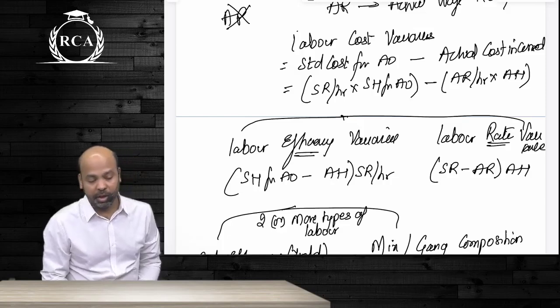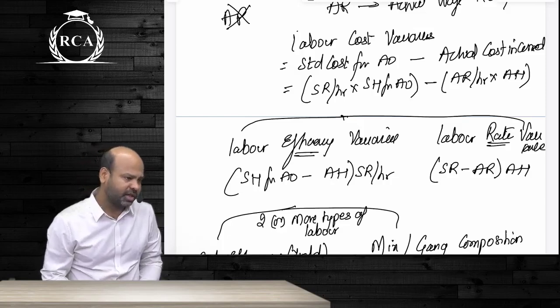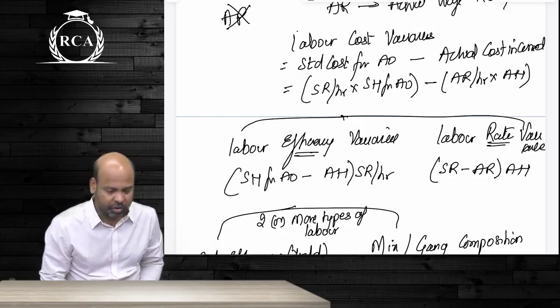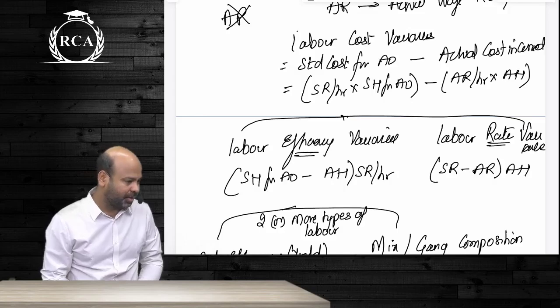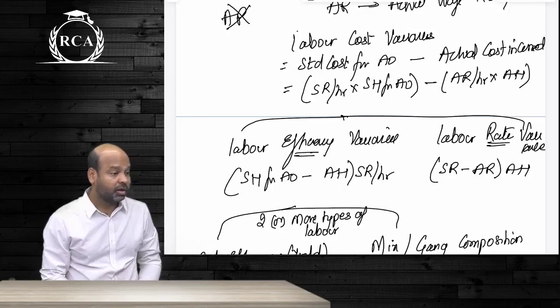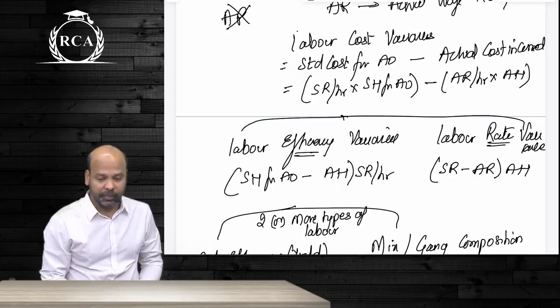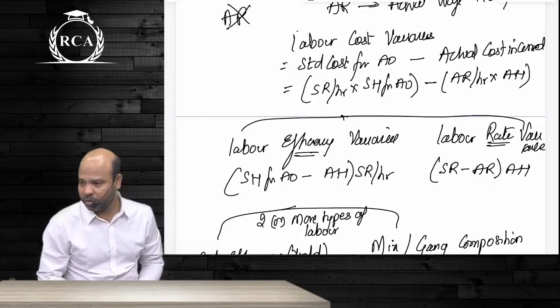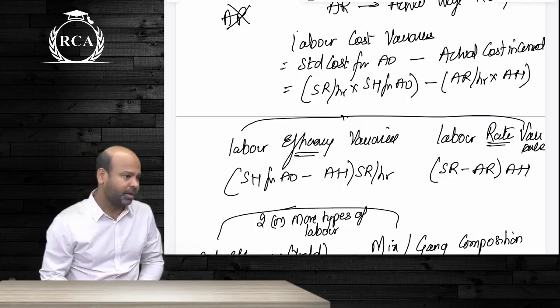When you talk about labor gang composition variance, it is on account of a change in the proportion of the employees. This bifurcation of efficiency variance into sub-efficiency and mix arises only when you have more than one type, one grade, one class of labor, not more than one employee. Only if they specify that you have more than one grade of labor will all of this come.